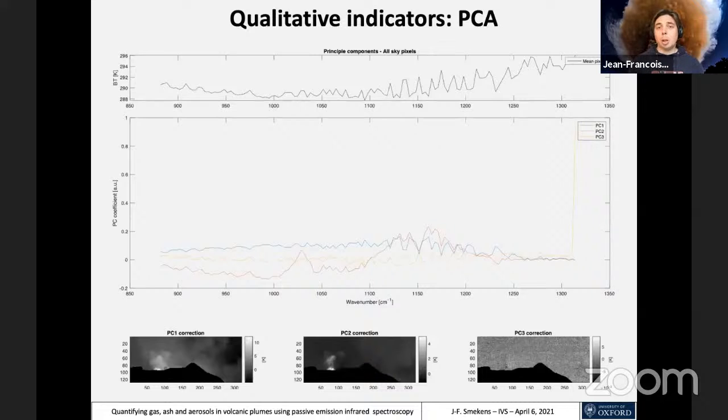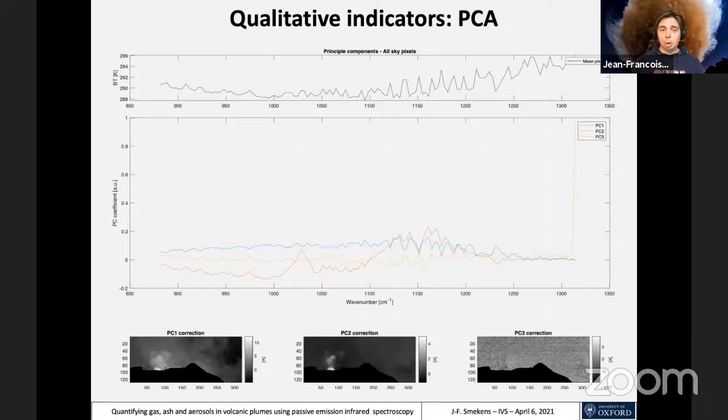Another type of qualitative indicator that also allows fast processing is principal component analysis, or PCA. And so this is a slightly different approach. We take a subset of pixels, in this case, all the pixels within a scene that have a sky background, so we just remove the edifice. And then we calculate the eigenvalues and eigenvectors for this subset of pixels.